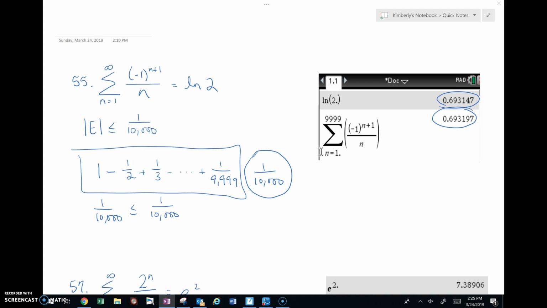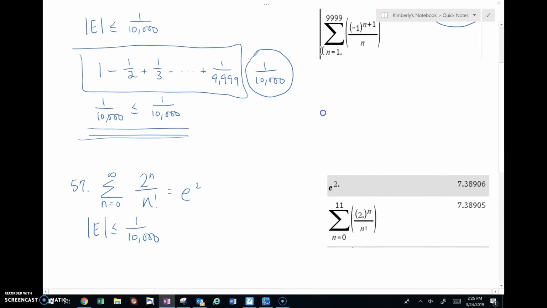Let's talk about why we can just go to the next term like this. It's because this is a convergent alternating series, so we really don't have to do much work. We just have to figure out getting this inequality satisfied and then going one term in. So that's 55, and that's what you can do when it's alternating. 56 works the same way because it is alternating as well.